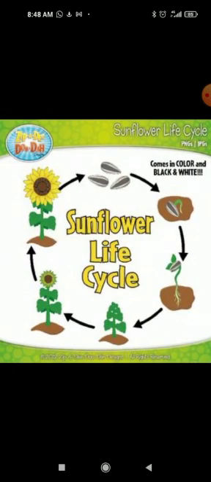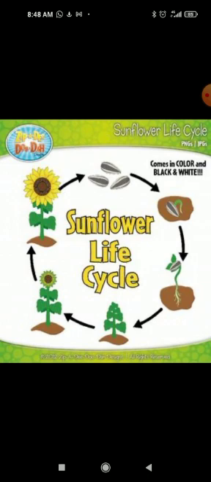Now number 3, the life cycle of a sunflower. We are talking about living things, and the plant is also a living thing. So you can see the life cycle of sunflower in this picture. Life cycle of a plant, a sunflower. We are talking about sunflower now, and I am showing the picture of sunflower to you.